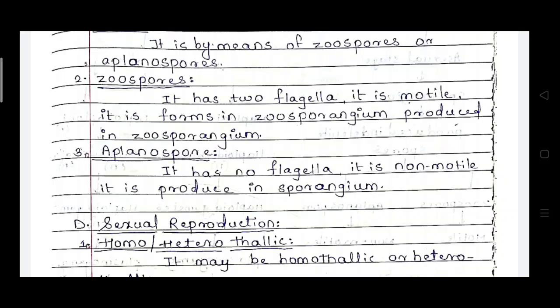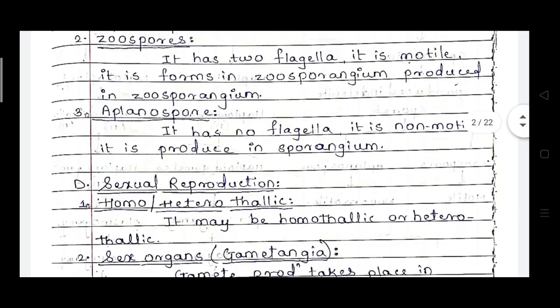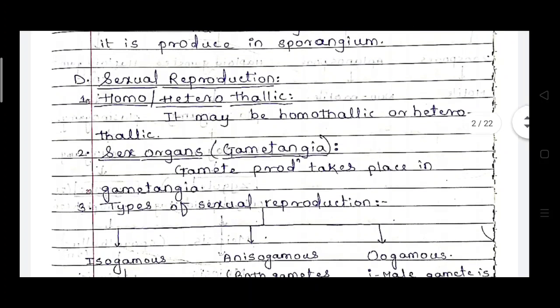So asexual reproduction takes place by zoospores and aplanospores. Then sexual reproduction. In sexual reproduction, first the sex organs are produced on homothallic or heterothallic bodies. Homothallic means the sex organs are present on the same thallus. If these sex organs are present on two different thalli, that condition is known as heterothallic.